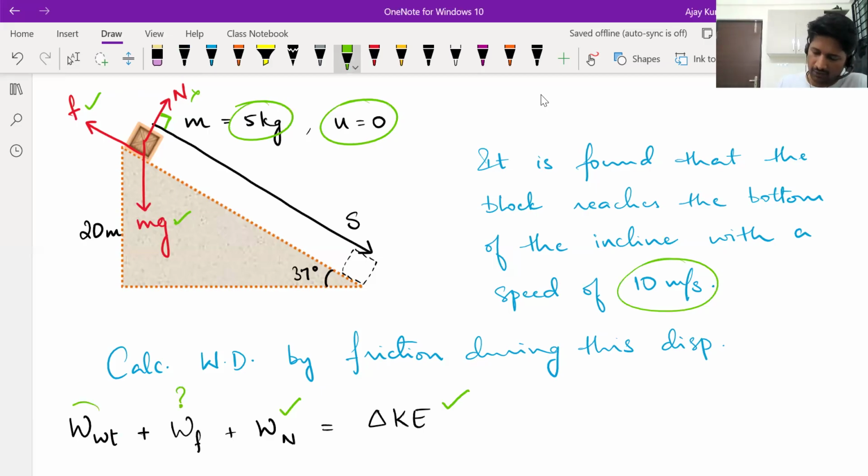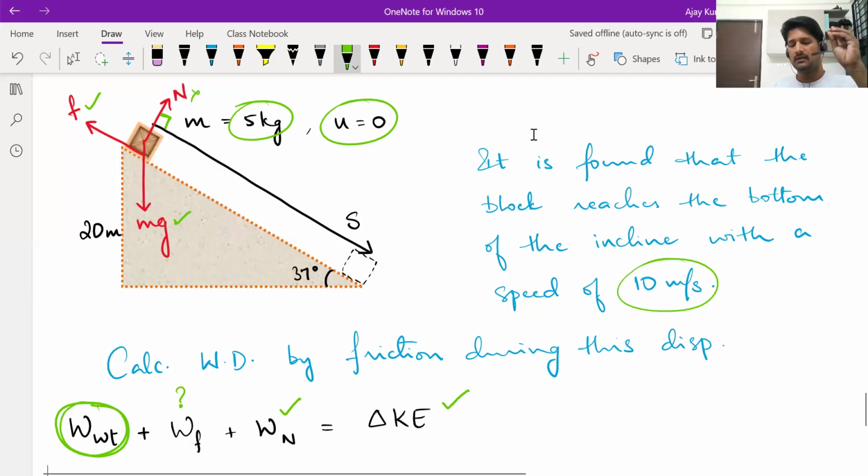If you can somehow find out work done by weight, then directly you can tell work done by friction, without calculating friction itself. Okay, let us proceed this way. So we need to find out work done by weight during this displacement.